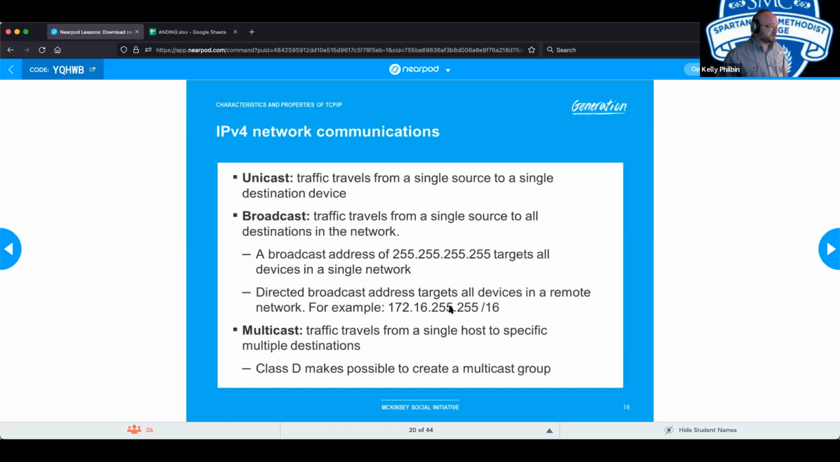Now, there is also something called a multicast, which is traffic traveling from a single host to specific multiple destinations. Remember, that is a class D that makes this possible. This would be something like companies having shareholder meetings. They would give them a specific address that would allow them access to multicast that information out to everybody. So from a single source to many is a multicast. Broadcast is sending it to everybody. And then you have the unicast, which is one-to-one.